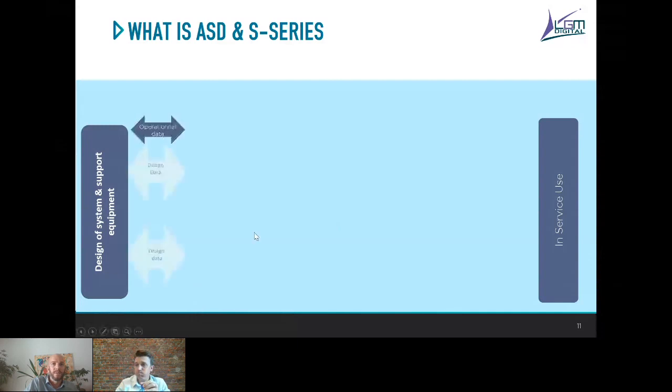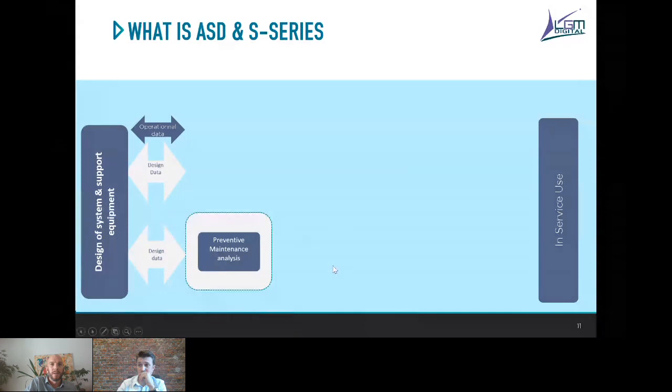Then we analyze this data to set up a preventive maintenance plan. So this preventive maintenance plan is made regarding failure mode impact on security, failure mode impact on availability, or failure mode impact regarding economical impact. And so we design the support system with the LSA methodologies.